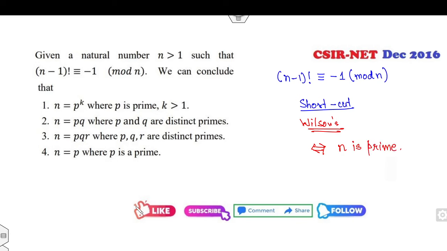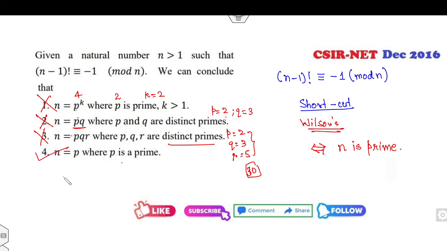Fine. Now look at that, which of the following cases is prime. So p is prime. I can choose p is 2, k is any number, say k is 2. So is it prime? This number will be 4. 4 is not prime. P and q are distinct primes. I choose p is 2, q is 3. These are primes. If you multiply them, it is not a prime. P, q, r: again I have taken p as 2, q as 3, r as 5. They are my distinct primes. The product will be 30, and it is not a prime. P is prime is the only right answer of this problem.